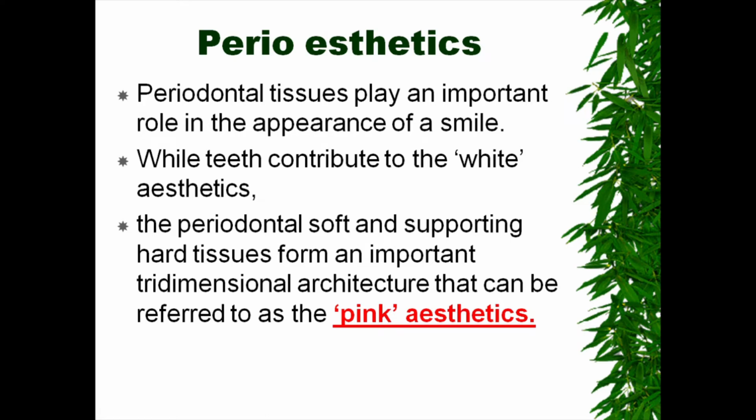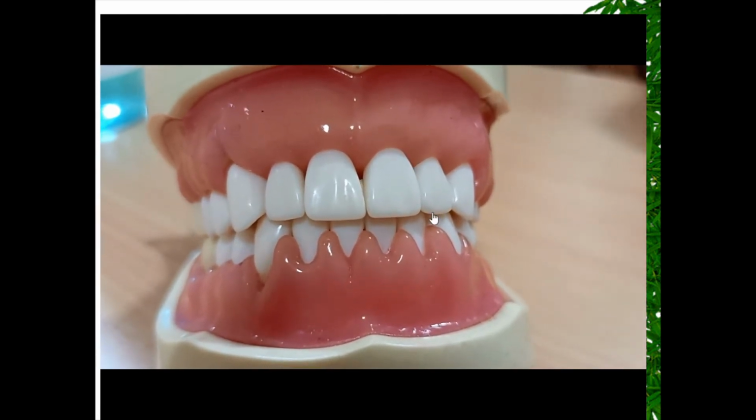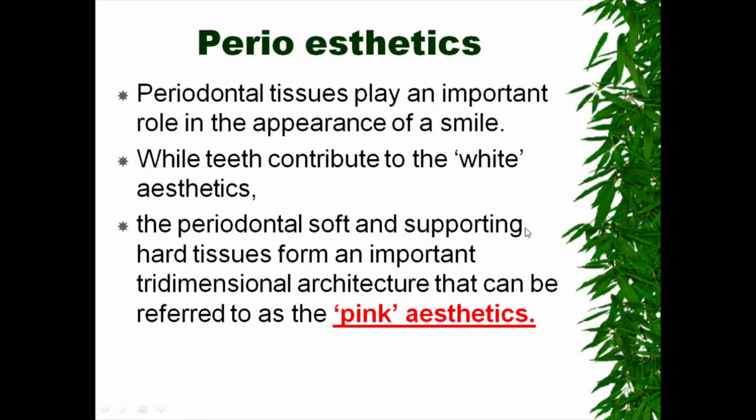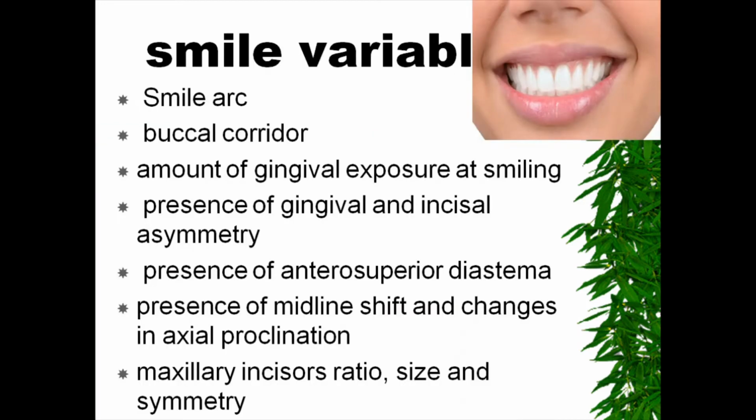While teeth contribute to the white aesthetic, the periodontal soft and supporting hard tissue form an important tridimensional architecture that can be referred to as the pink aesthetic. So teeth form the white aesthetic and gums or gingiva form the pink aesthetic. The appearance of tooth length is largely dependent on the correct position of the soft tissues. So the correct position of soft tissues should be there for the proper appearance of tooth length.